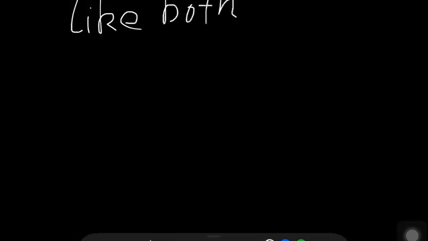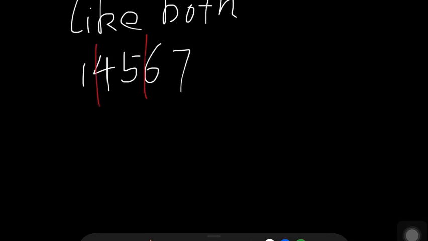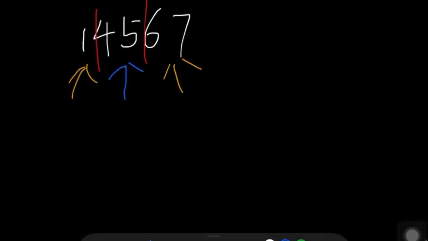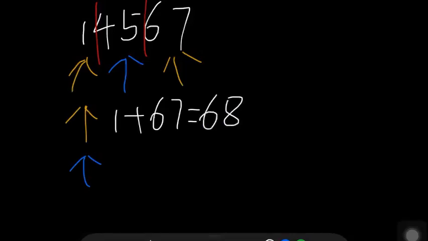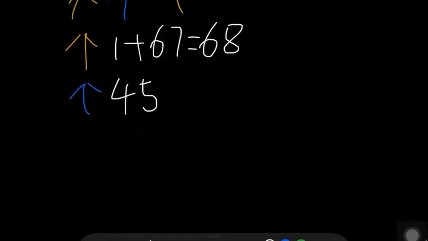So let's have an example for 99. Let's say 14,567. Remember, we're cutting 2 digits and we're always starting from the right. This time I use yellow arrows and blue arrows. For the yellow arrows, the sum will be 1 plus 67 equals 68. And for the blue arrows, it will just be 45 itself, because it's only a 2-digit number. Since it's 99, we need to find the sum, which equals 113.